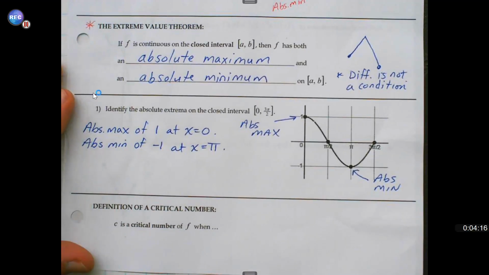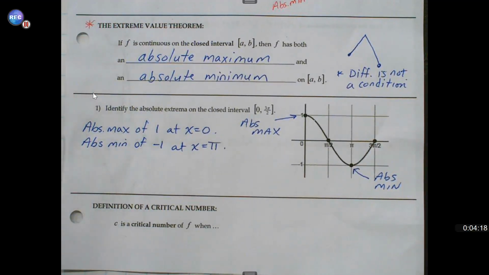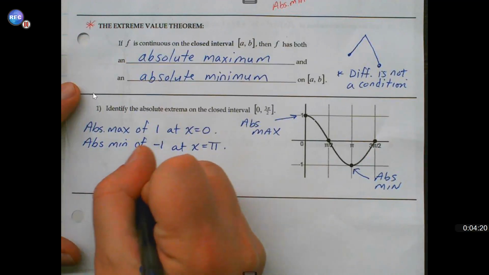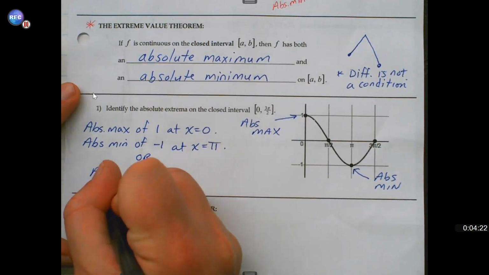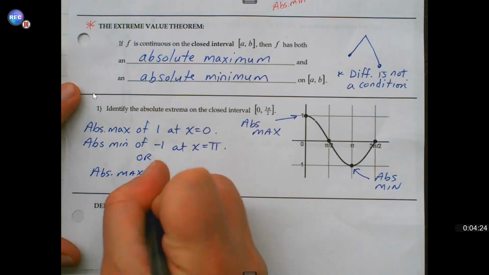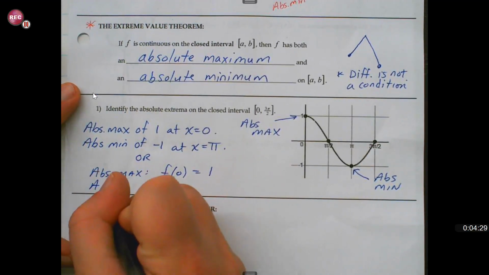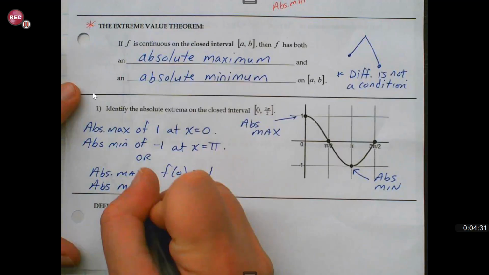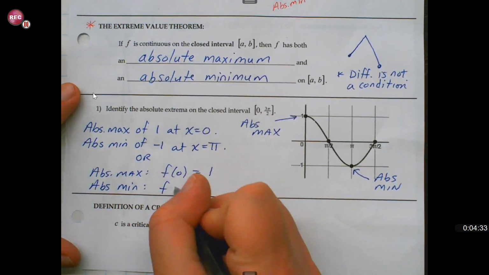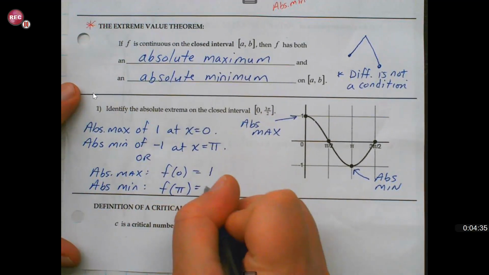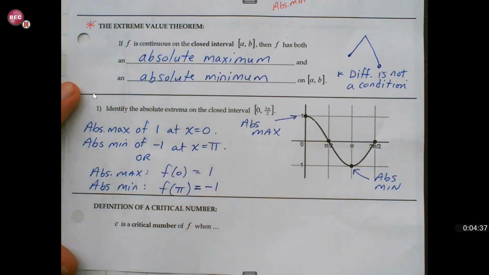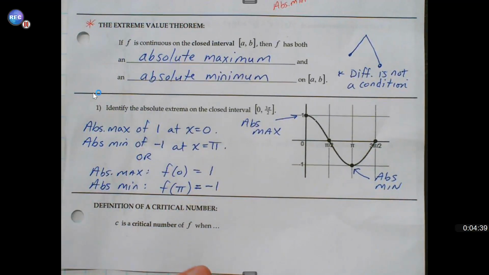Now, the shorthand way to do this is just to use function notation. So we could say our absolute max is f of 0 equals 1. Our absolute min is f of pi equals -1. All right, but we'll get used to that as we go through this.